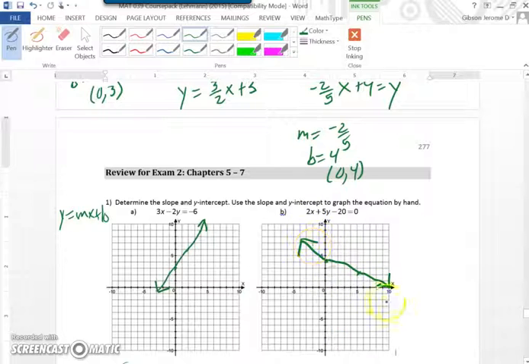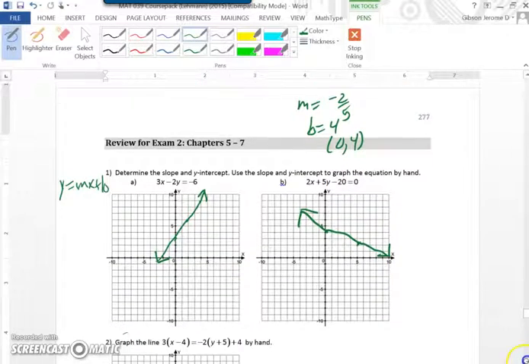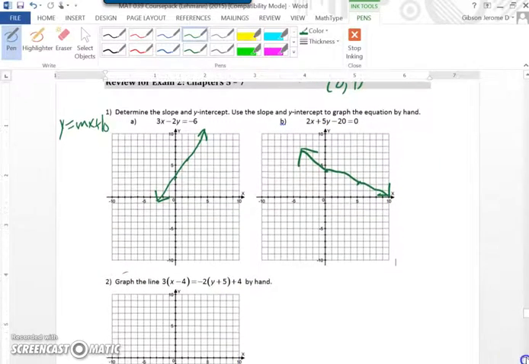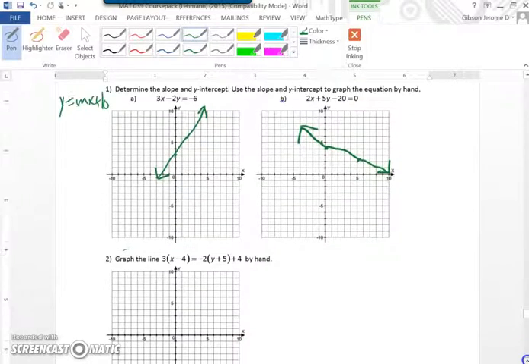And then we're done. Of course, yours will be straighter and hit every point. So this is it for A and B. Now we go here to C.